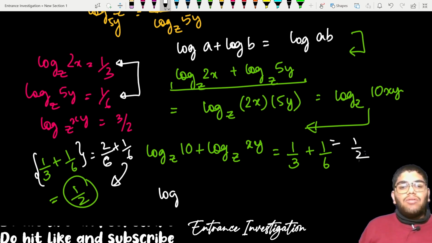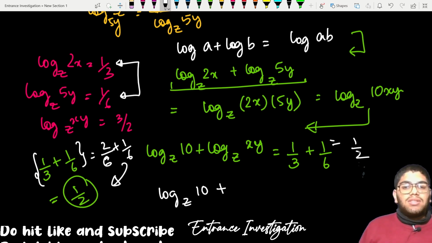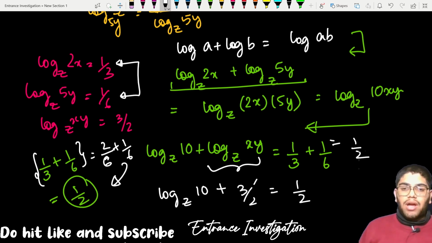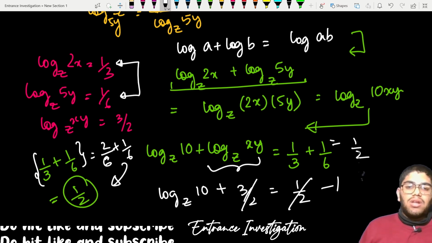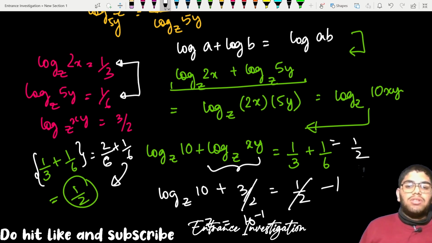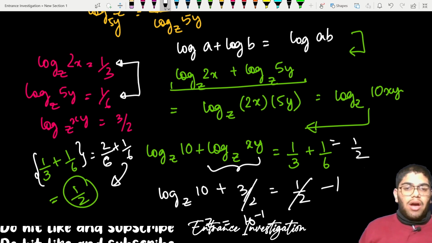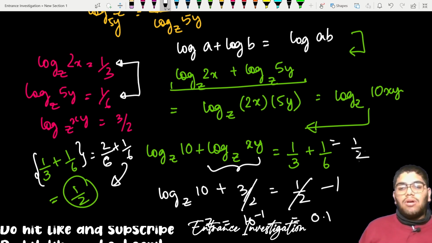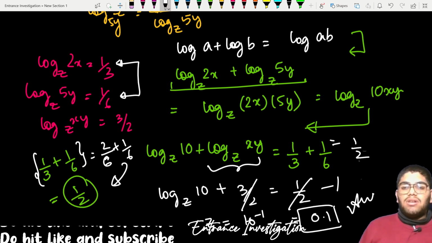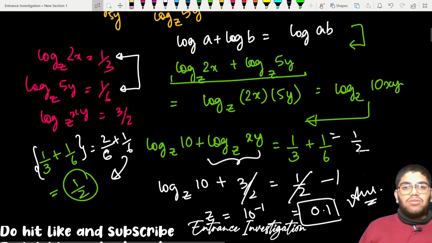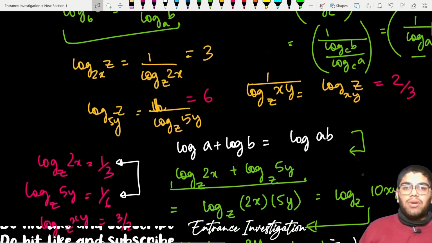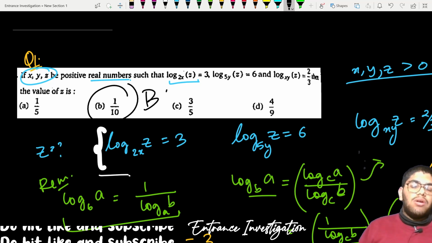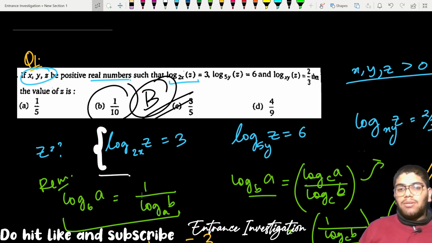So now log of z to the base 10 plus, now we also know this value, so this is 1 by 2, and this will become minus 1. So z will be equal to 10 raised to the power minus 1. Now how I write this? Z raised to the power minus 1 is 10, so z is 10 raised to the power minus 1, or 0.1. So this is our answer. 0.1 or 1 by 10 is the answer to this problem. So this B option is the correct answer to this problem.